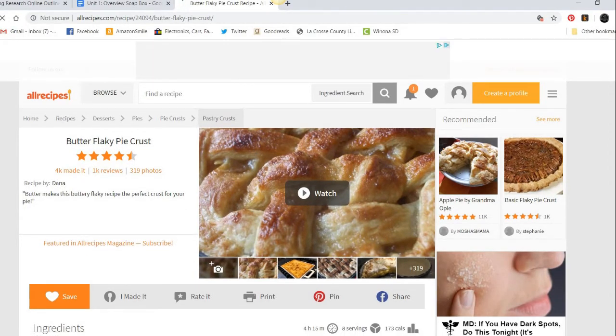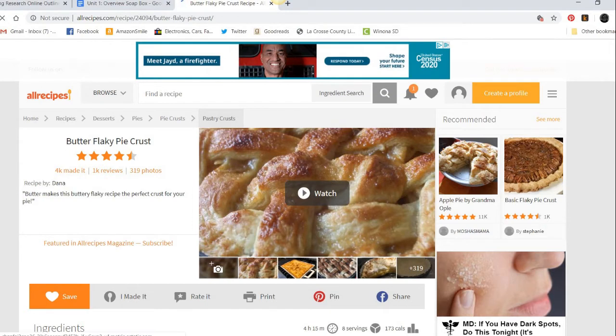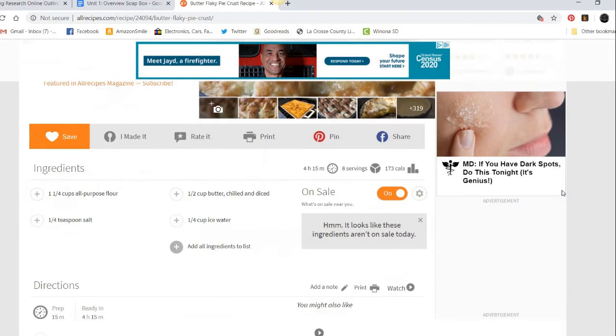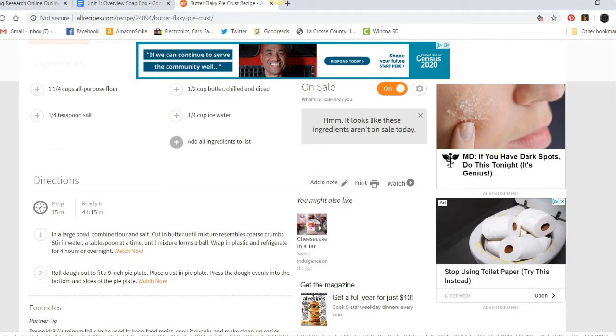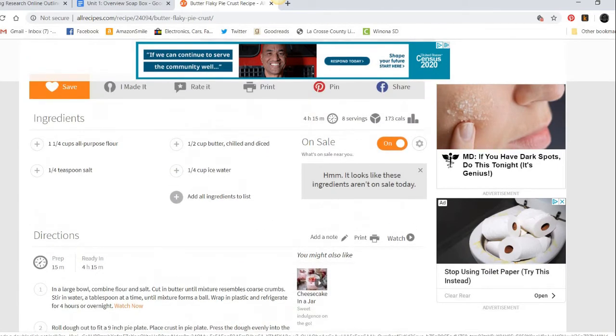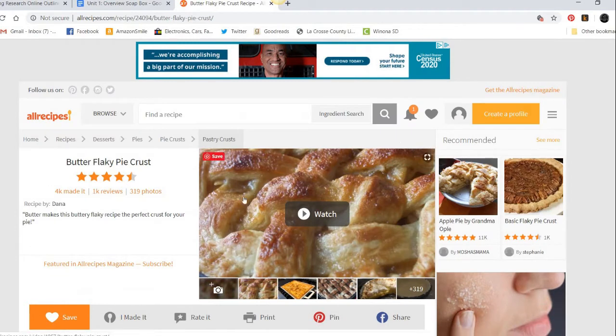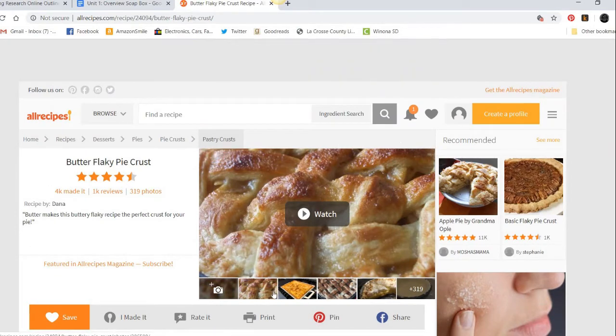Buttery, flaky pie crust. 4,000 made it, 1,000 reviewed it, and of those 1,000 reviews, it's almost at 5 stars, so it's pretty good. Here we have some evidence, right? We have some sources. We have some primary sources saying, whoa, buttery, flaky pie crust was fantastic. Butter makes this buttery, flaky recipe the perfect crust for your pie.